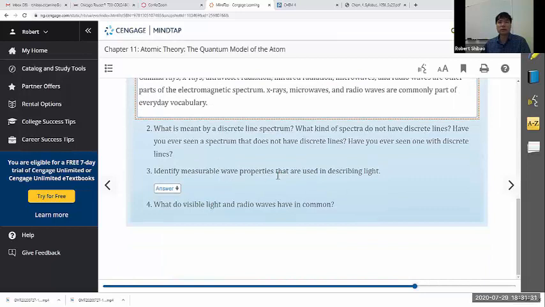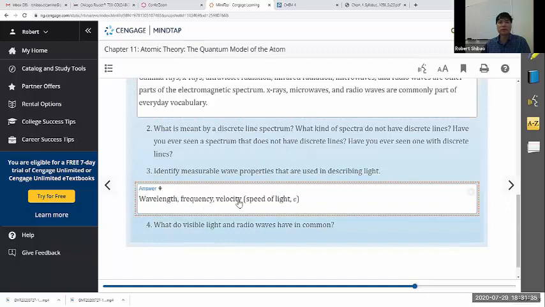Identify measurable wave properties that are used. Wavelength and frequency. Also velocity. Velocity is the constant speed of light. Wavelength and frequency differ for different types of electromagnetic radiation, but the velocity is all the same. So radio waves travel at the exact same speed as gamma rays.